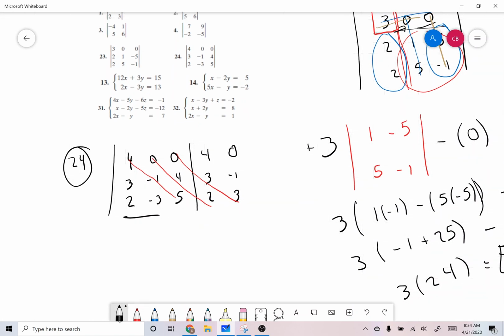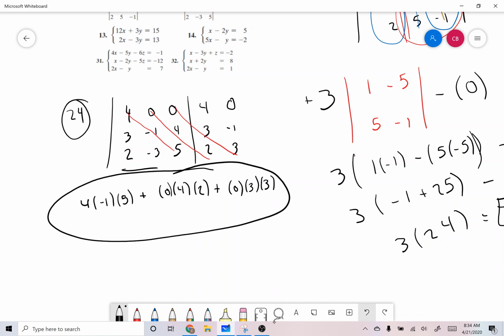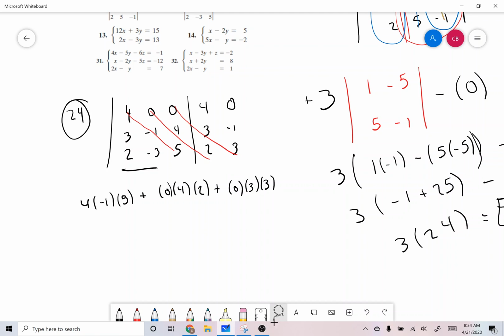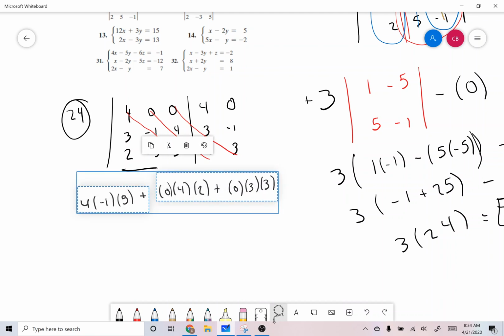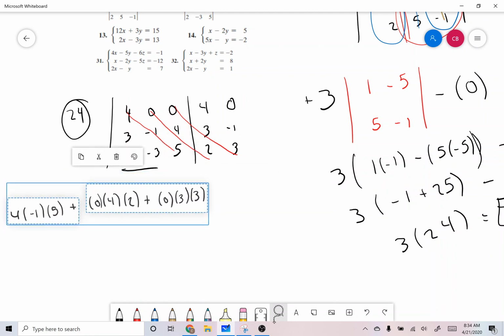So this is going to be 4 times negative 1 times 5, plus, these are all pluses, 0 times 4 times 2, plus 0 times 3 times 3. That's the first part. I'm going to need some more space, so we're going to move all this over. Okay, that's over here.